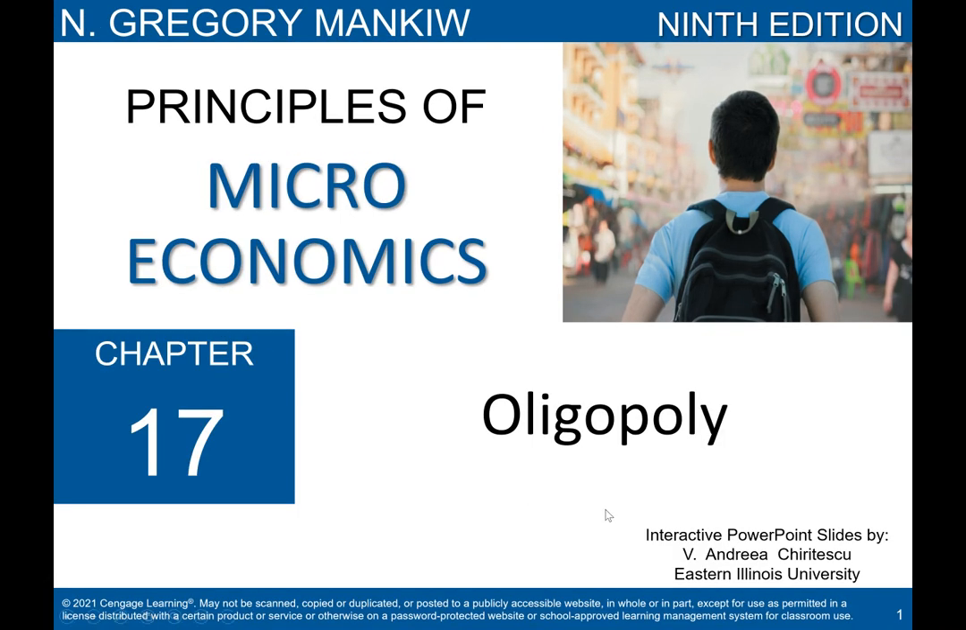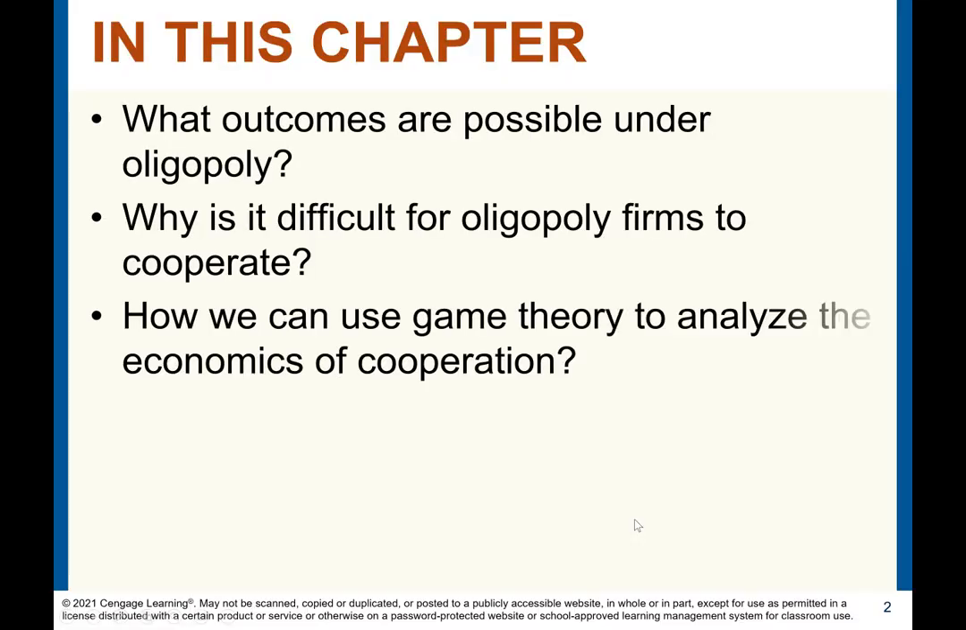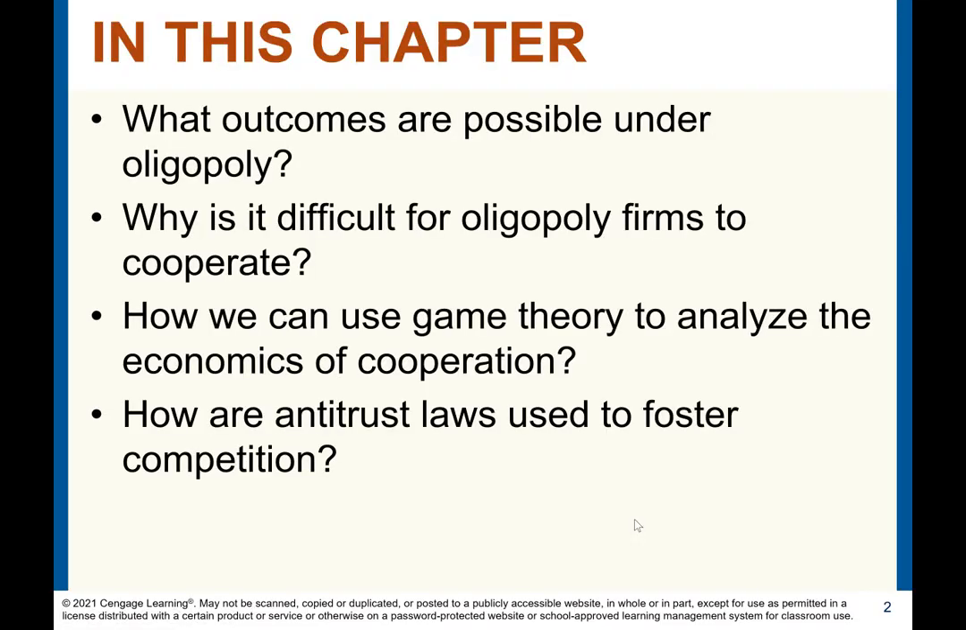Chapter 17, Oligopoly. In this chapter, these are the questions we will be answering. What outcomes are possible under oligopoly?